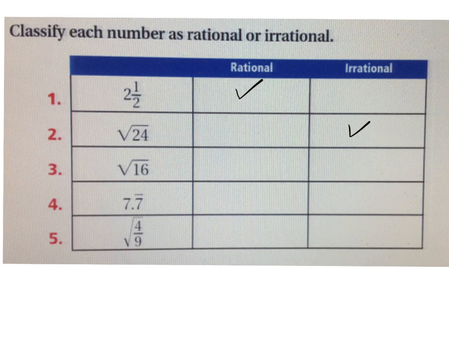Square root of 16, is 16 a perfect square? Yes. So its square root is an integer. It's rational. 7.7 repeating. Repeating decimals are rational. The square root of 4 over 9. Well, remember the square root of 4 over 9 can be rewritten as the square root of 4 over the square root of 9. Perfect square, rational number.